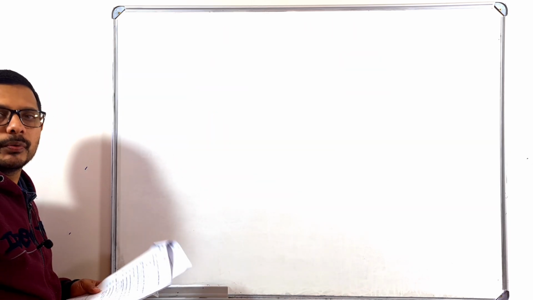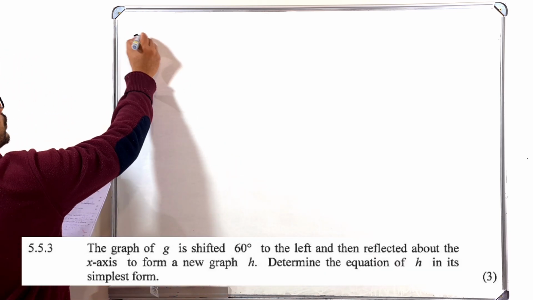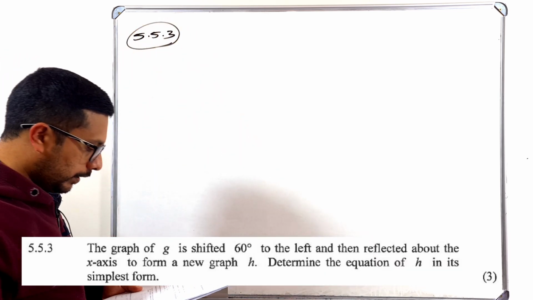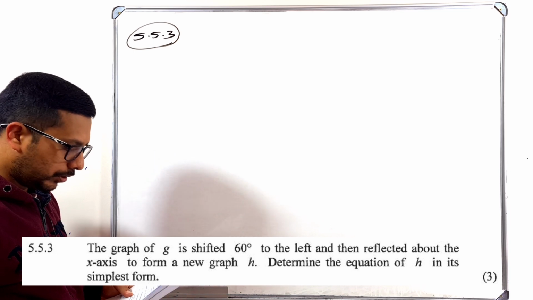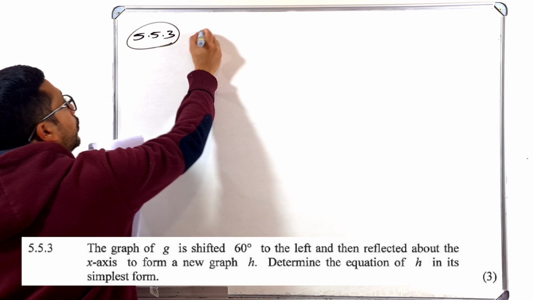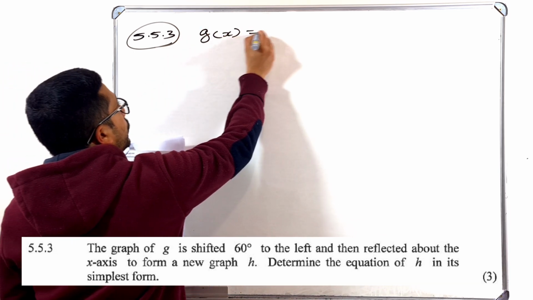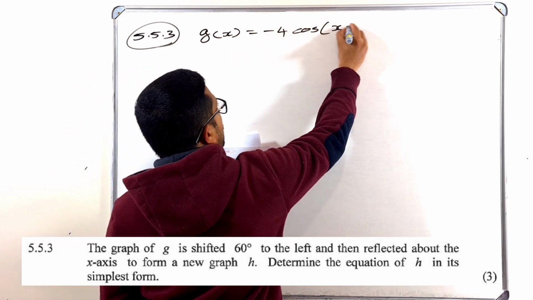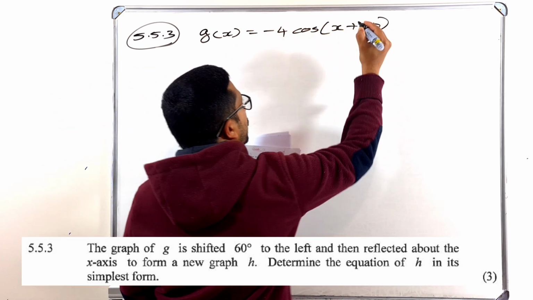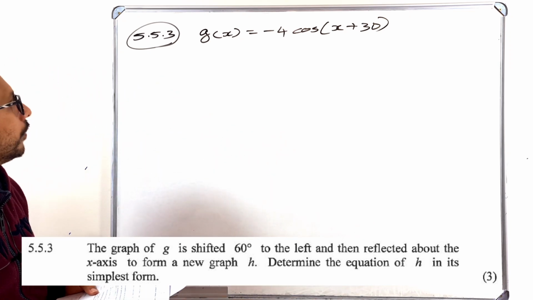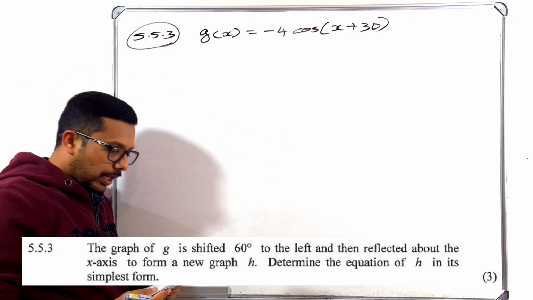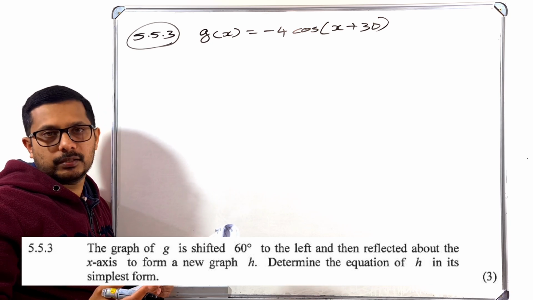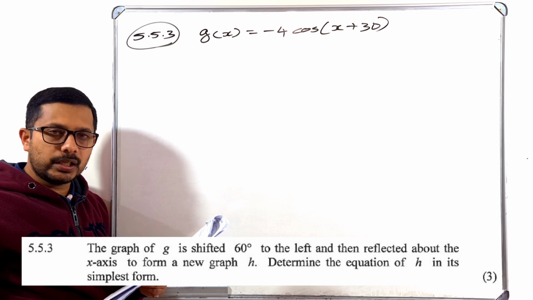Next question, number 5.5.3. What is that question? The graph g is shifted. Okay, let me write that g of x once more. G of x is equal to -4 cos x plus 30. This is our given g of x. Okay, now what is 5.5.3? The graph g is shifted 60 degrees to the left.